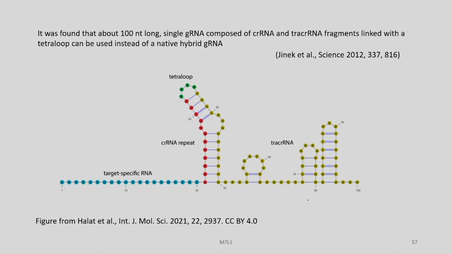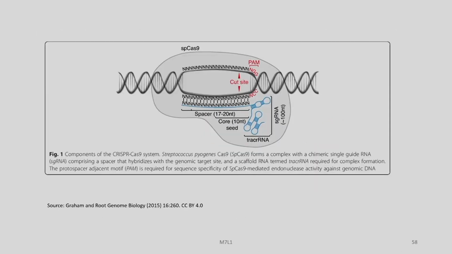Now, look into this figure a little bit closely. It was found that an about 100 nucleotide long single guide RNA, composed of CRISPR RNA and tracrRNA fragments linked with a tetraloop, can be used instead of a native hybrid gRNA. So, this is a synthetic construct, and we can use this for CRISPR-Cas9 based genome editing. So, these are the components of the CRISPR-Cas9 system.